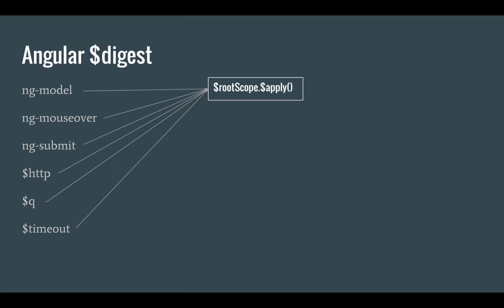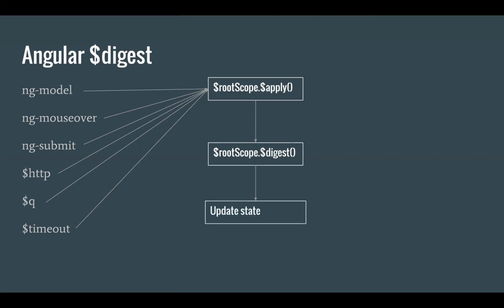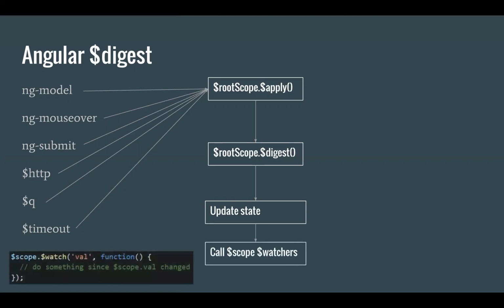And so it could potentially call $rootScope.$apply 20 or 50 or 100 times in less than a second, and it's going to do this. $rootScope.$apply is going to call $rootScope.$digest, and then digest is going to update the internal state of whatever's changed in Angular. And then it's going to call all of the scope watchers that are attached to scope for all of the children of root scope. So that's every scope that exists or that's active.